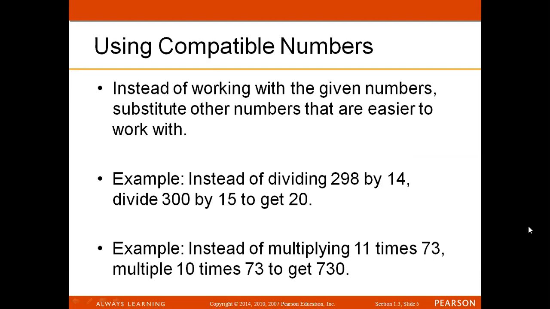Using compatible numbers. Instead of working with the given numbers, substitute other numbers that are easier to work with. Example, instead of dividing 298 by 14, divide 300 by 15 to get 20. Another example, instead of multiplying 11 times 73, multiply 10 times 73 to get 730.